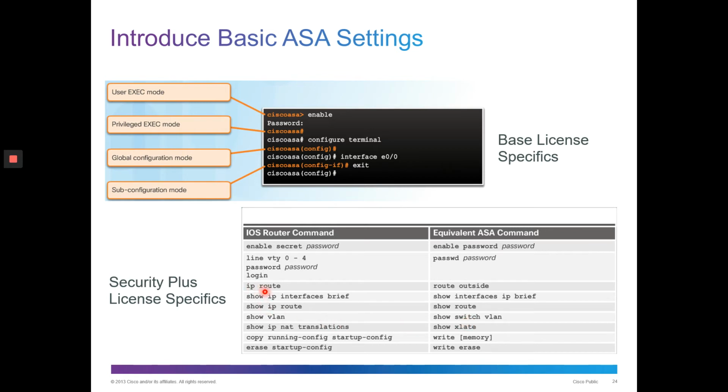And then you go ip route. This is one of the commands that you use to set up the default or static routes. In Cisco ASA firewall, the command is route outside. So this is the command. And then you have show ip interface brief. Here you go, show interface ip brief. So there are slight differences over here, but for the majority of the commands, the syntax is gonna be similar.